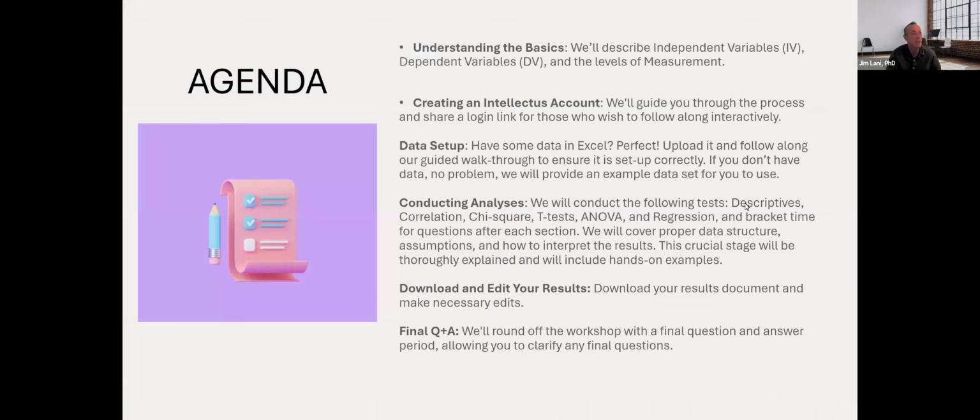Thank you so much. The basic overview is we're going to understand some of the basics. If we don't have the basics down, levels of measurement and IV and DV, it's going to be a rougher road, because the tool actually incorporates those kinds of terminology and concepts. Creating an Intellectus account. How do we set up data? If you have data, awesome. CSV, Excel, or SPSS is all fine. Otherwise, I have an example data set. And then we'll go through conducting some analyses, how to download and edit your results, and Q&A.